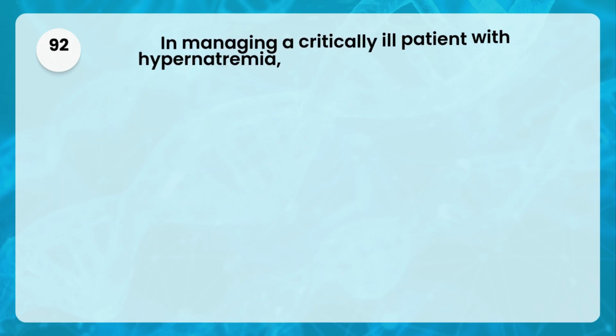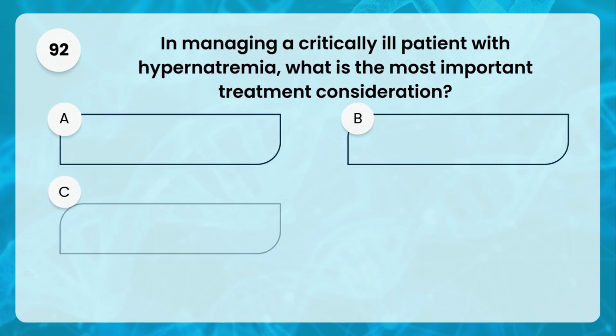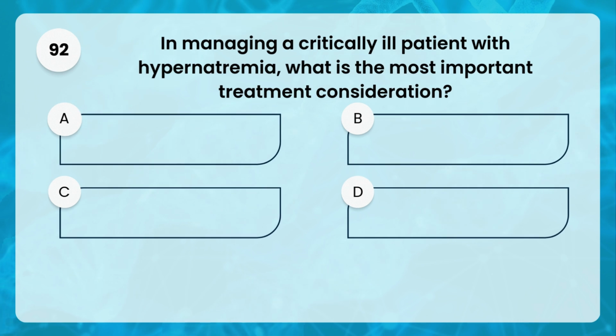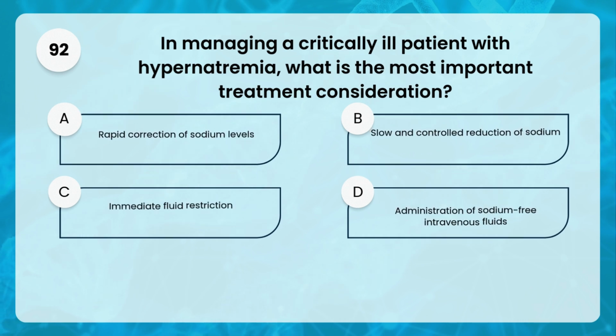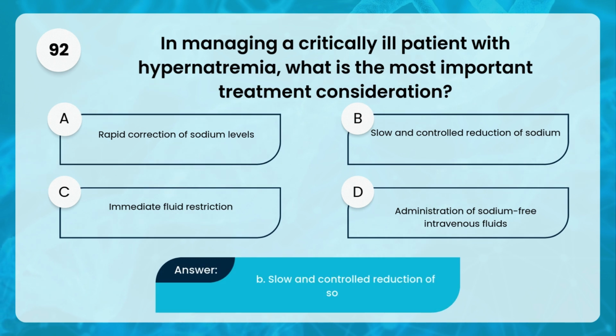Number 92. In managing a critically ill patient with hypernatremia, what is the most important treatment consideration? A. Rapid correction of sodium levels. B. Slow and controlled reduction of sodium. C. Immediate fluid restriction. Or D. Administration of sodium-free intravenous fluids. The answer is B. Slow and controlled reduction of sodium.